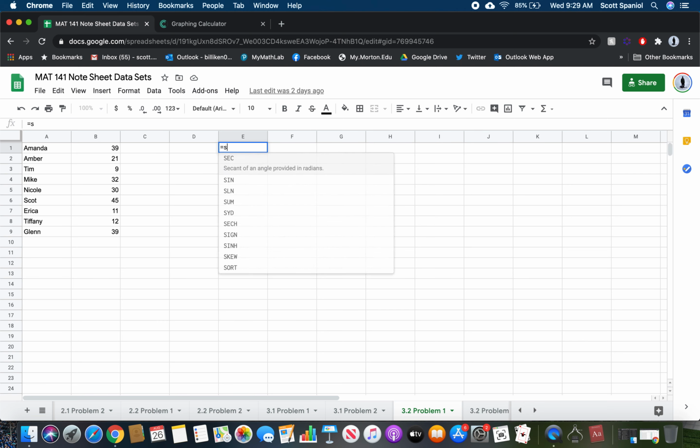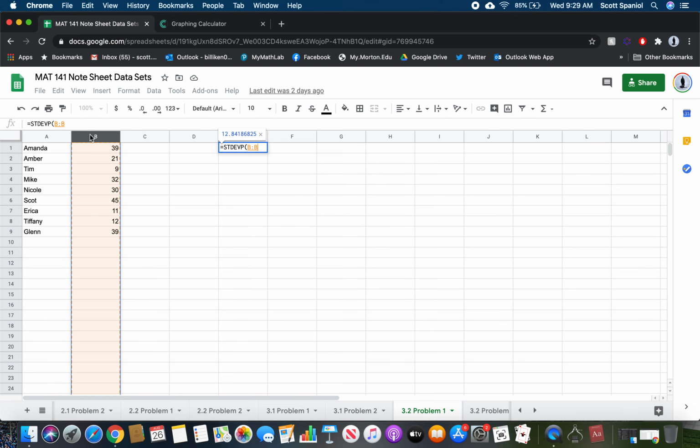So I'm going to put equals, and then I'm going to start typing standard deviation. And notice I'm going to get a lot of choices. The one I want here is I want to treat this as a population. So I want to use STDEVP. Okay? And so then I select my population, which is in B, and then I hit enter. And there's my population standard deviation.